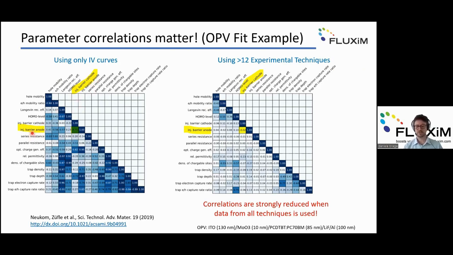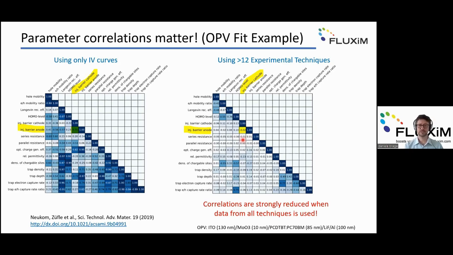So I don't know what is happening in my solar cell if I'm performing only one experiment. Now, if I'm using, as in this case, more than 12 experimental techniques to analyze the same device, now my matrix is showing that my variables are not correlated anymore. This value close to 0 means my different variables are not correlated. Now I can really give one number to the different variables that are in my fitting.